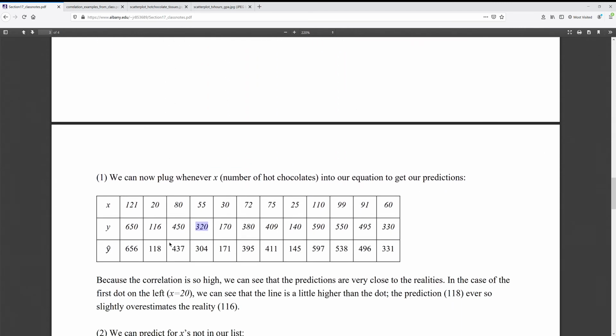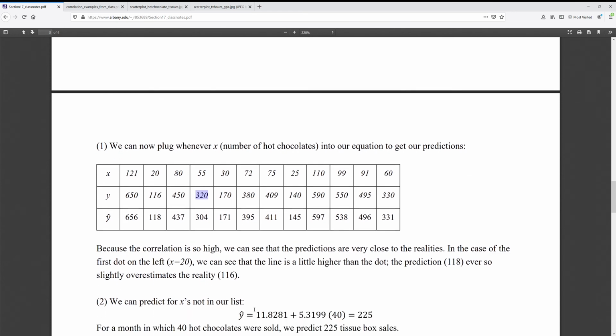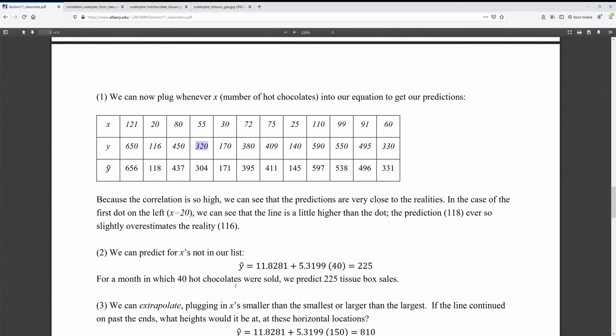So very, very good. Because the correlation is so high, 0.99 something, we can see that the predictions are very close to the realities. We can predict for a dot X that is not on our list. Now again, you're on somewhat shakier ground.